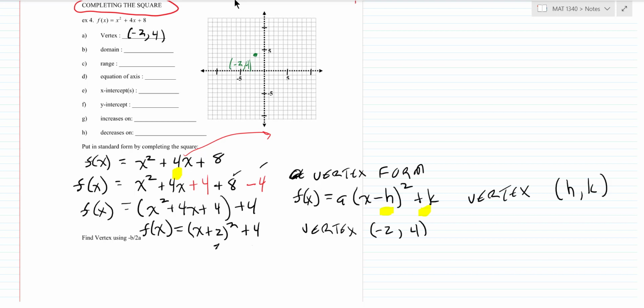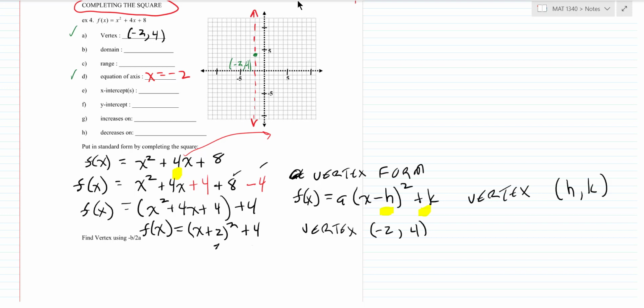Okay, now the other thing I'm going to go ahead and do is this part D. That's called the axis of symmetry. So what we do is you draw a dashed line directly vertical through that vertex. Okay, and then we call this the equation of the axis of symmetry. That would be x equals -2. So when you name a vertical line by x equals something. So that's x equals -2.